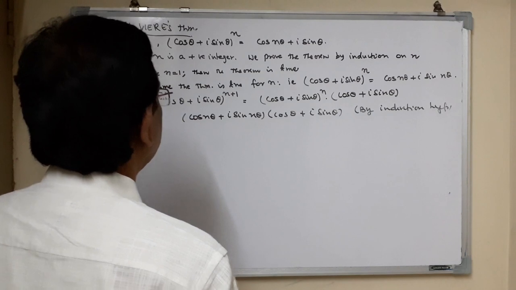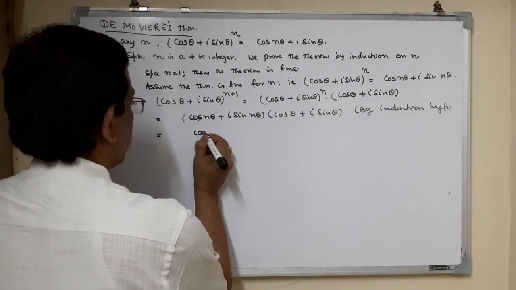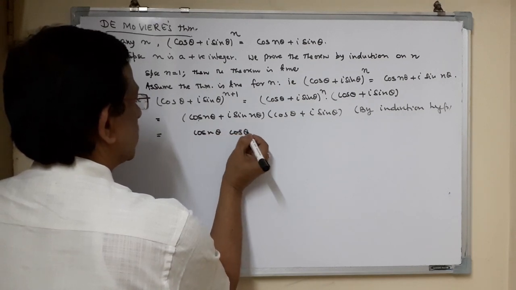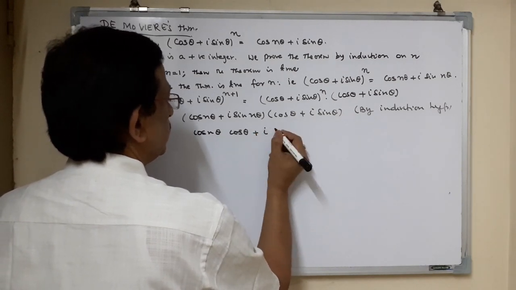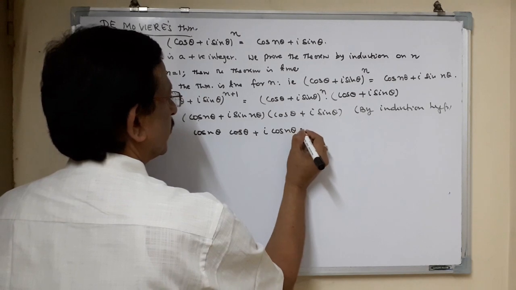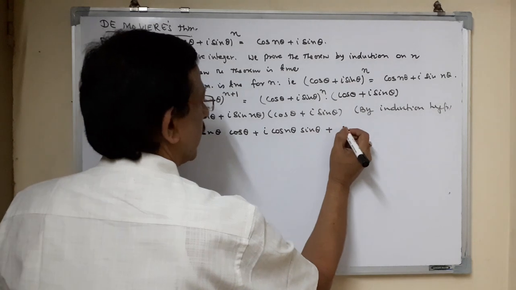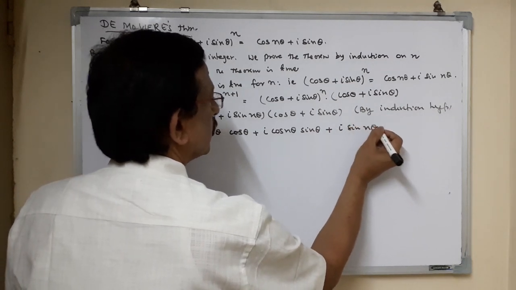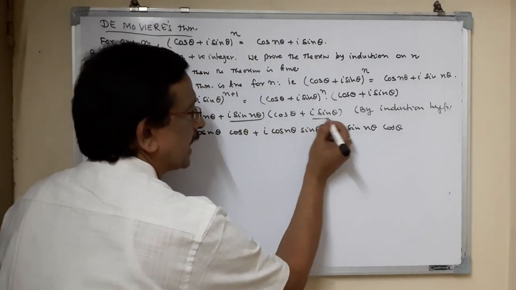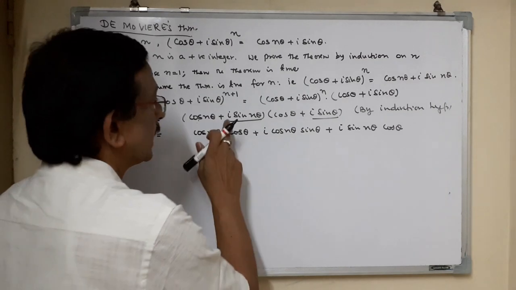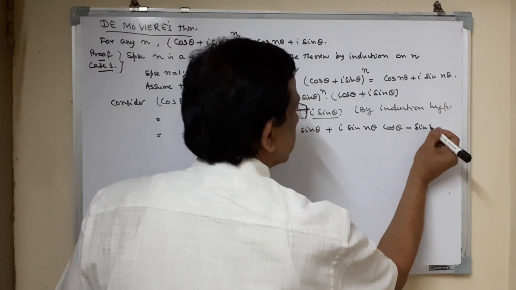So let us multiply this. You will get cos n theta into cos theta, that is cos n theta cos theta. Then i into cos n theta sin theta. Multiply by i sin n theta cos theta. Now, if you multiply i sin n theta and i sin theta, you'll get i square, which is minus 1, sin n theta sin theta.